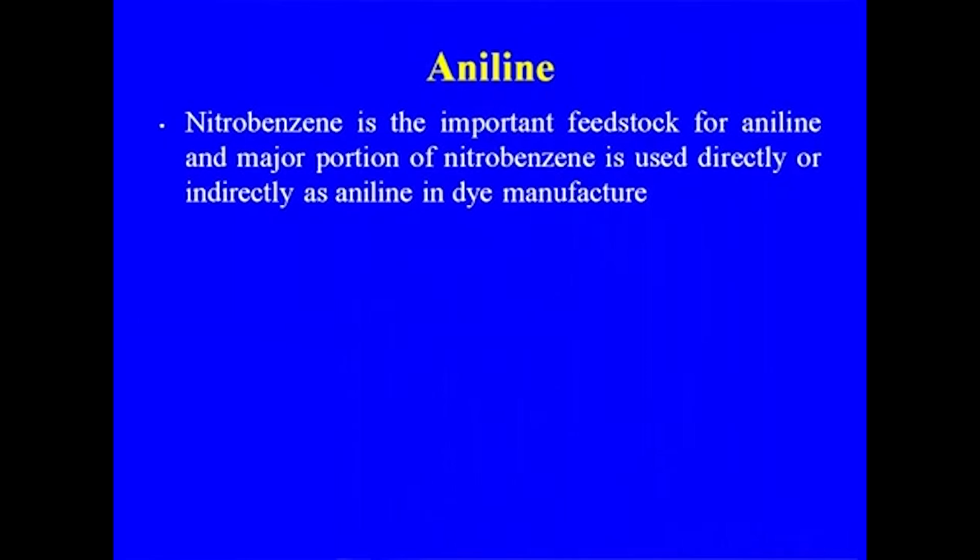GNFC is one of the large integrated petrochemical complexes where they make fertilizer and at the same time many petrochemicals. So now they have two divisions, one the fertilizer division and the other the chemical division. Nitrobenzene is the important feedstock for aniline, and the major portion of the nitrobenzene is used directly or indirectly as aniline in dye manufacture.